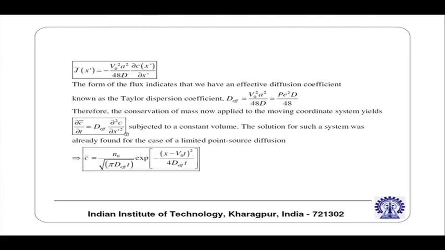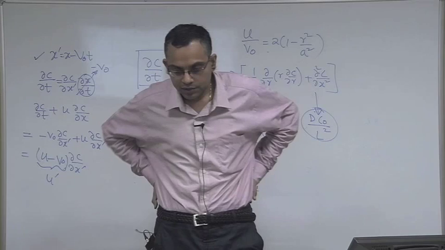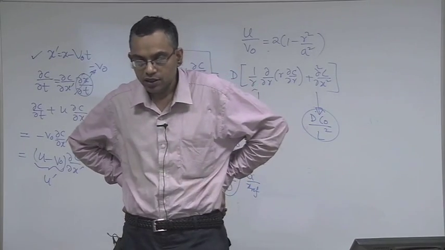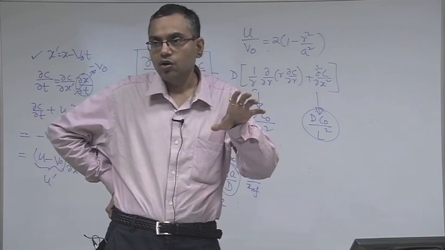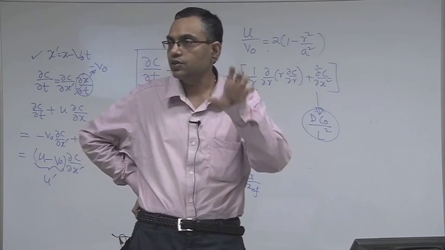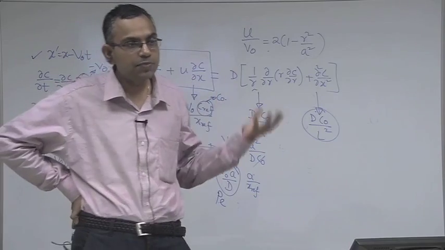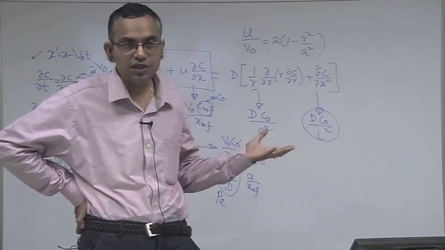Now when you have this equation, you can get the solution for the point source. So this is the concentration solution as a function of time and position. So that means we have described a framework for finding out the species concentration as a function of position and time using Galilean transformation and using the Taylor's dispersion based analysis that we have just demonstrated.